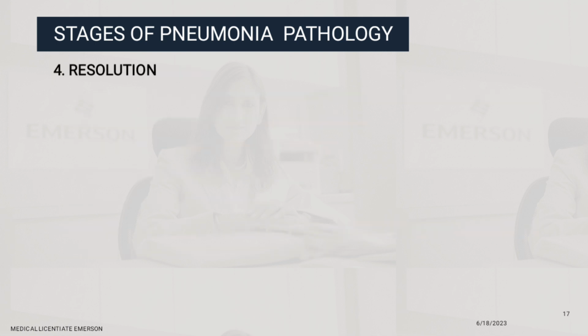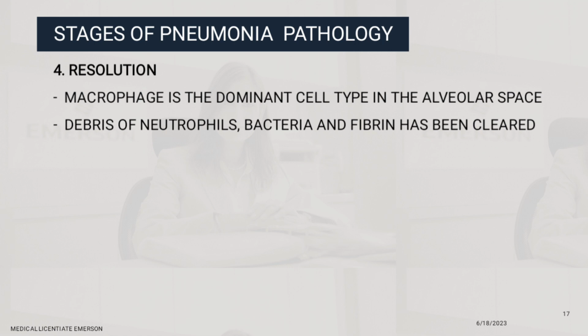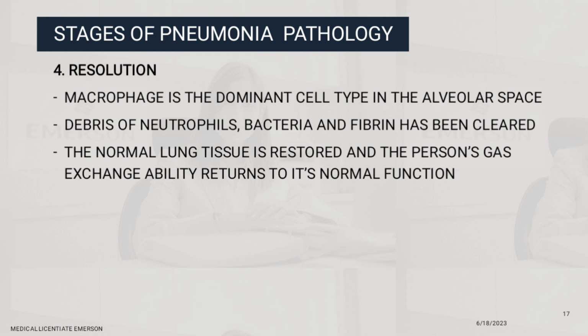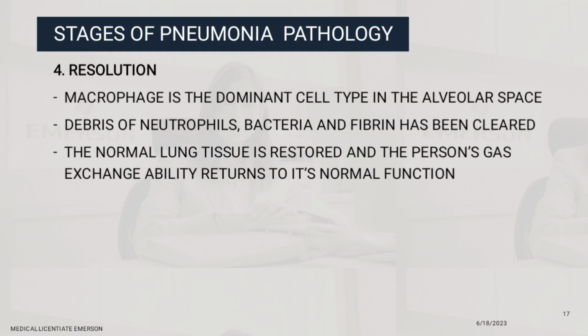Then lastly, we can have resolution, where we have the macrophage as the dominant cell type in the alveolar space. Then debris of neutrophils, bacteria, and fibrin has been cleared, and the normal lung tissue is usually restored, and the person's gas exchange returns to its normal function. That's the end of the stages of pneumonia pathology.